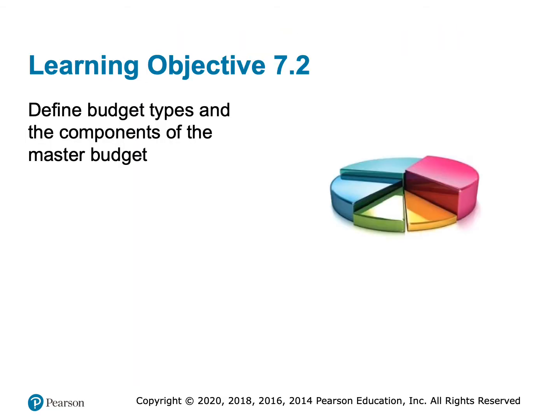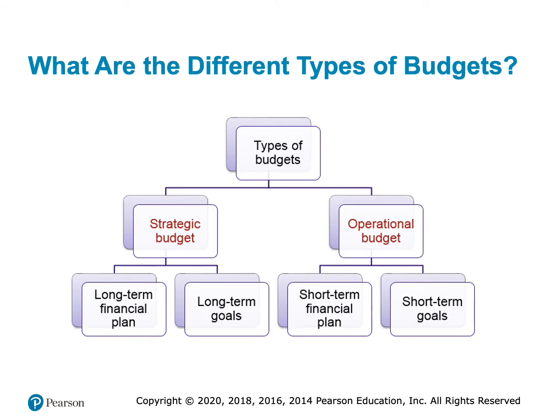As we talk about the different types of budgets, we're going to be focusing in this chapter on these operational budgets. These operational budgets are really looking at what we call short-term financial plans or short-term goals. By short-term, we mean over the next year, over the next 12 months. So this is what we're focusing on in this particular chapter. When we get to chapter 11, we're going to come back and look at more of the strategic budget and some of these long-term financial plans and long-term goals. So in accounting, short-term really means over the next year. Long term means more than a year from now.